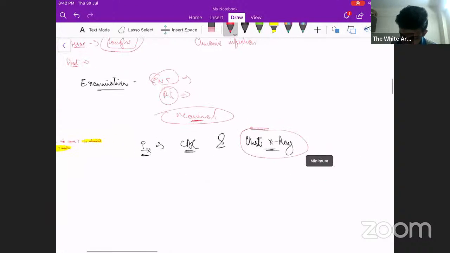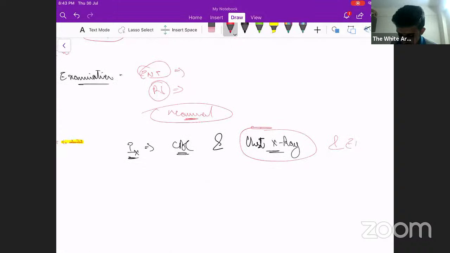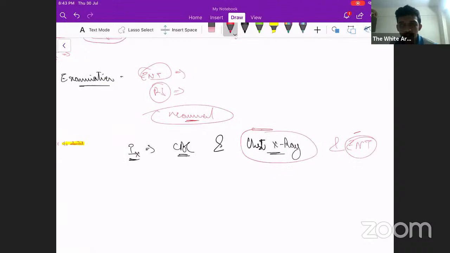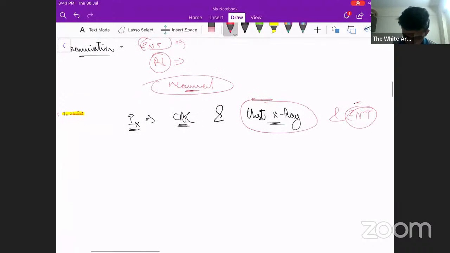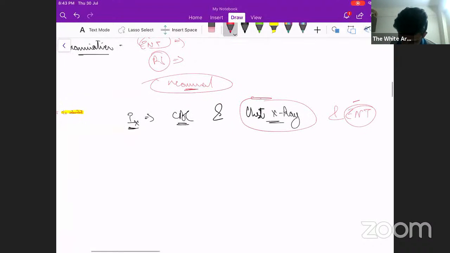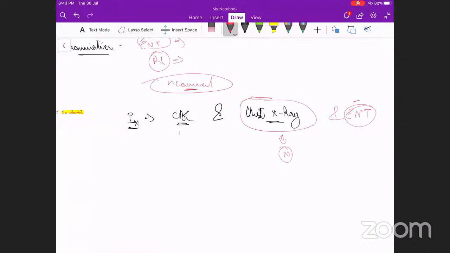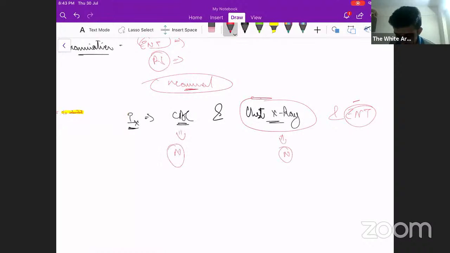And a thorough ENT examination. So these are the three things, with an indirect laryngoscope and all. You'll have to look for a thorough ENT examination. Ear also you'll have to examine. So you told chest X-ray. Chest X-ray was normal. Next you'll go for CBC. Correct, no? CBC. Yes, sir. CBC was normal.